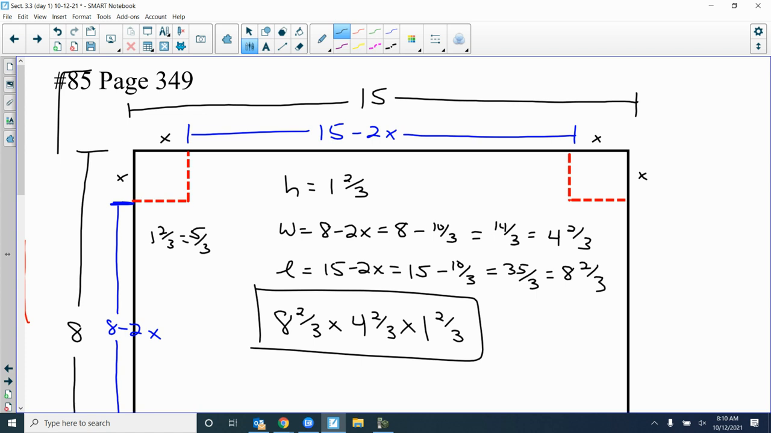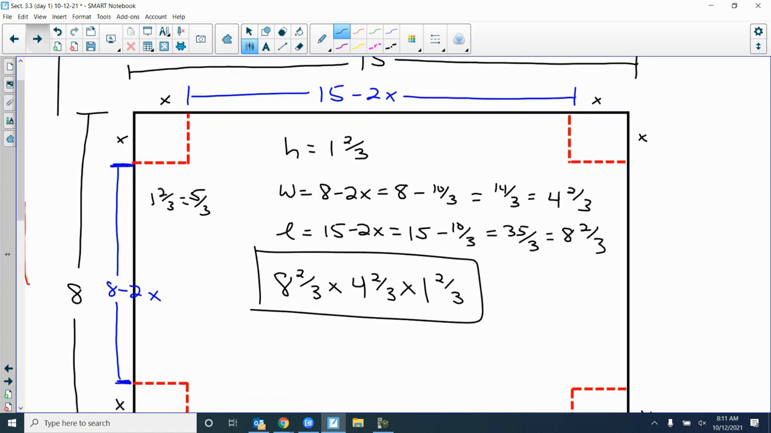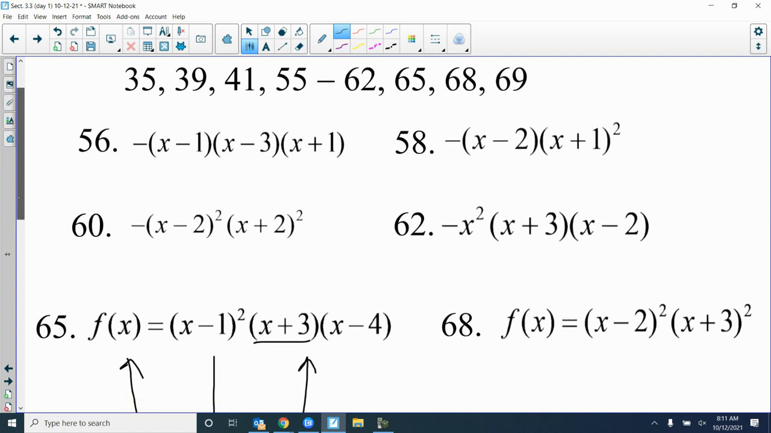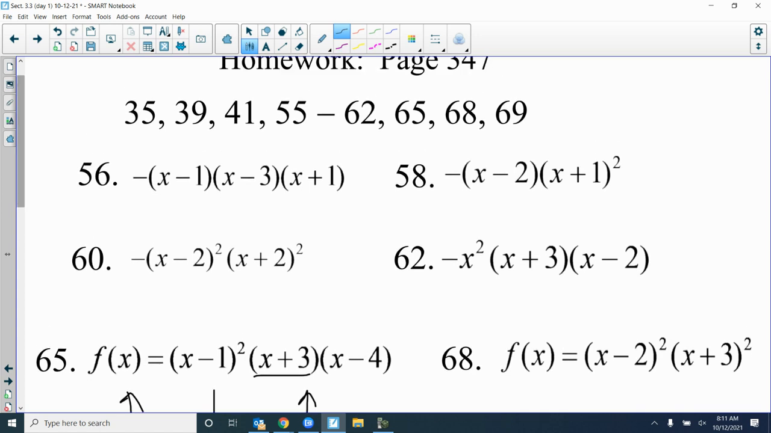You need to be able to take an equation, give me the informal graph, and use your calculator to come up with a maximum. All right, homework-wise. I know we haven't gone over these, but 35, 39, and 41, you just have to determine end behavior. For 56, make sure there's a negative out in front. The whole thing is to get the end behavior correct, so just throw a negative out in front. So negative x minus 1, x minus 3, x plus 1. 58, put a negative out in front. I guess all these even ones end up being a negative.